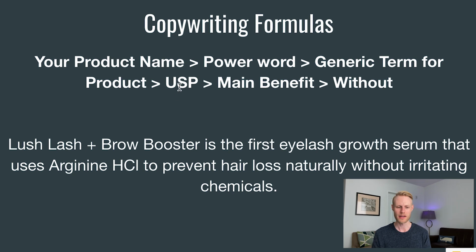And then you want to talk about your unique selling proposition. Now, for each product, this will be different, but it's the unique thing that makes your product different from other products, or gives it the main benefit, or makes people want to buy your product more than other people's products. So this particular eyelash growth serum that I looked at has an ingredient called arginine HCl. And that was an ingredient I actually didn't see any other eyelash serums have. So I picked that as a unique selling proposition. And what it does is it prevents hair loss naturally. And then you add a without statement, so without irritating chemicals.